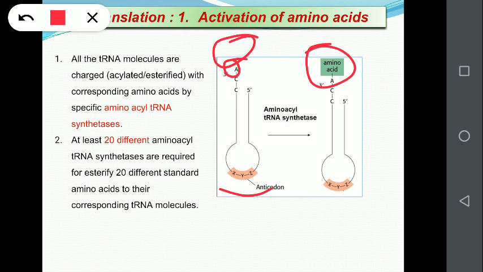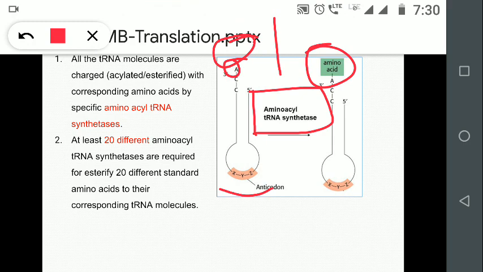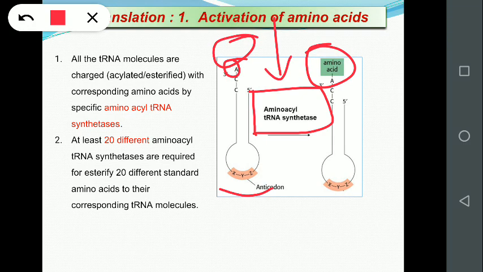This attachment requires an enzyme. That very important enzyme is aminoacyl tRNA synthetase. This is the enzyme which recognizes a specific tRNA molecule and its specific amino acid, and then adds that amino acid to that tRNA molecule. So that means the genetic code is the property of the aminoacyl tRNA synthetase. This is the key enzyme which determines the genetic code.